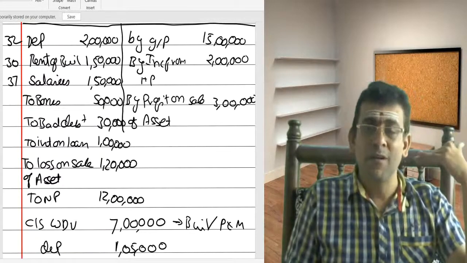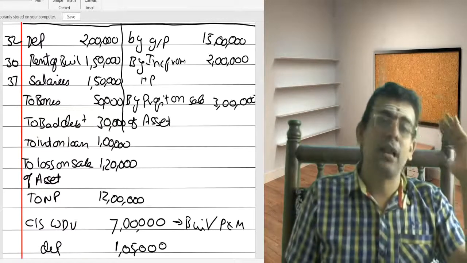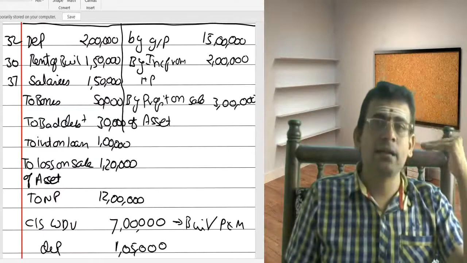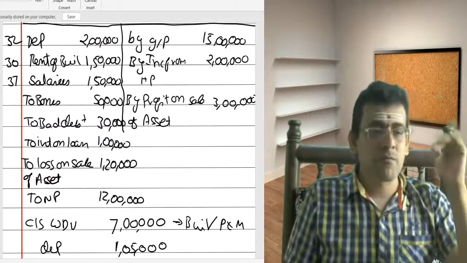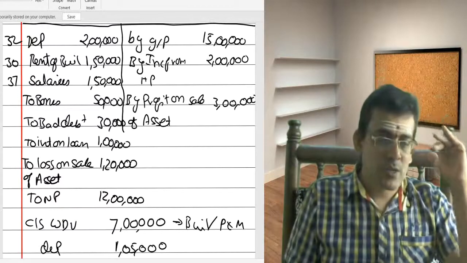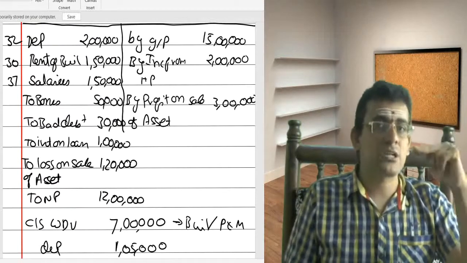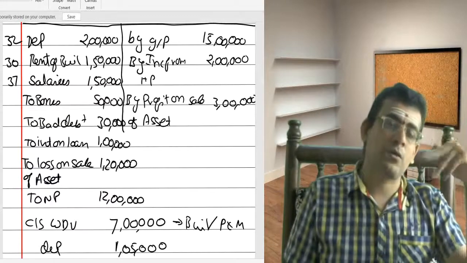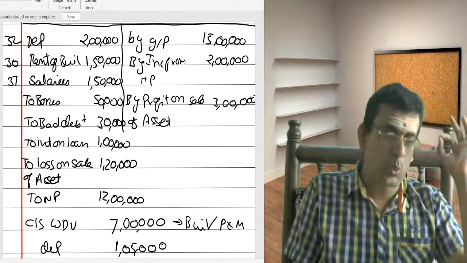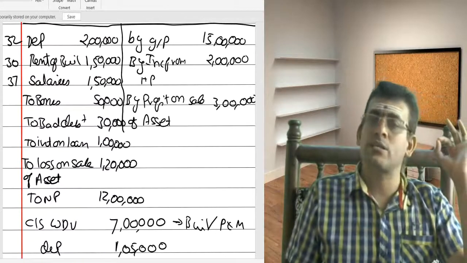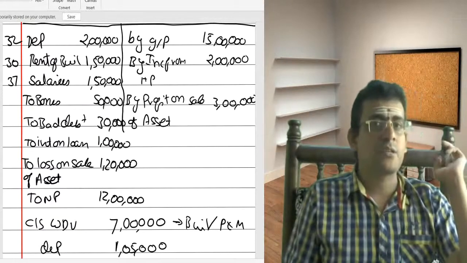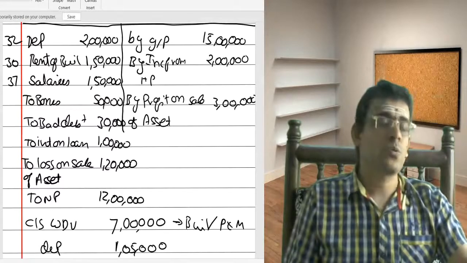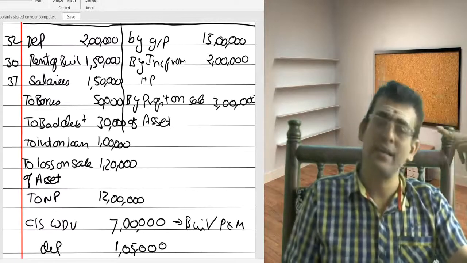So what is the meaning of disallow? Adding back to the net profit is called disallowance. What is the meaning of deduction? Reducing that from your net profit is called deduction. So deduction is allowed to the extent of 1,05,000. 2 lakhs minus 1,05,000, the excess is 95,000. So I need to disallow this 95,000.